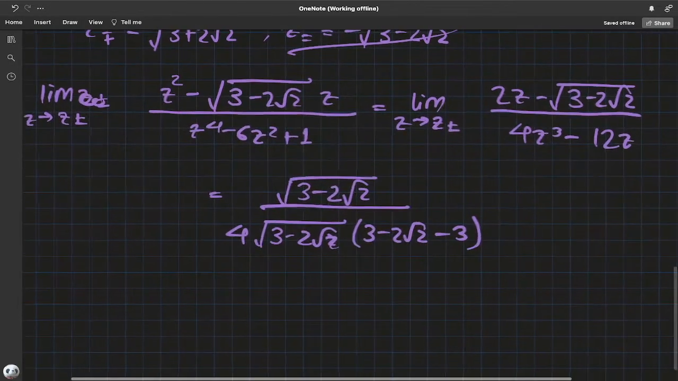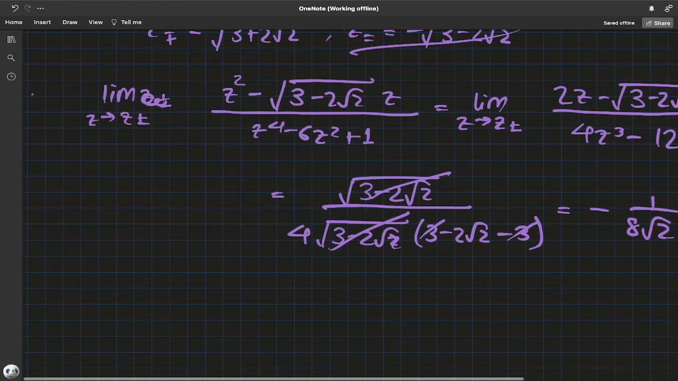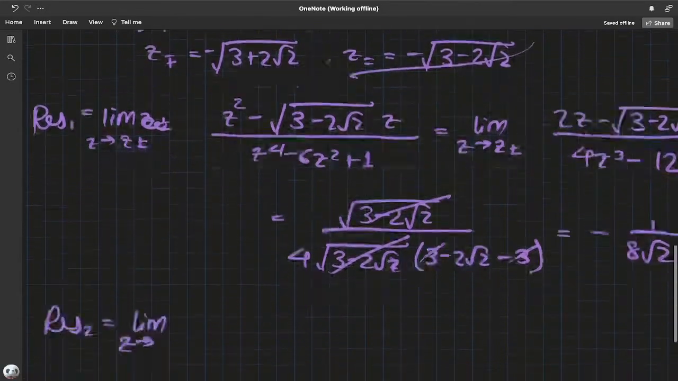So you notice nice things going on here. The 3 cancels out, and we're just left with negative 1 over 8 root 2. That's the first residue. We still have one more residue to go. Residue 2, limit as z goes to, let's see, z minus plus.